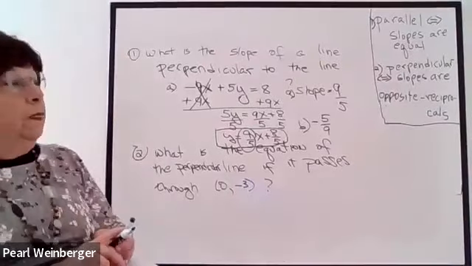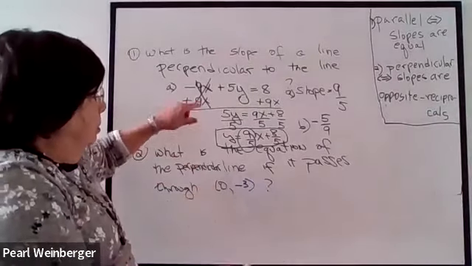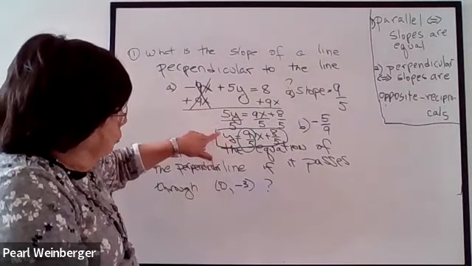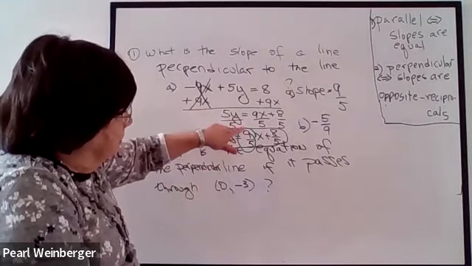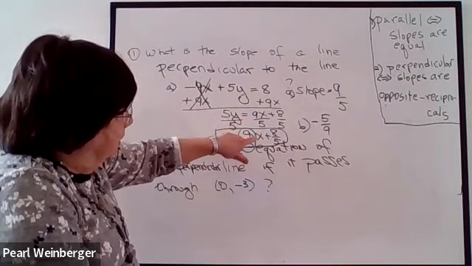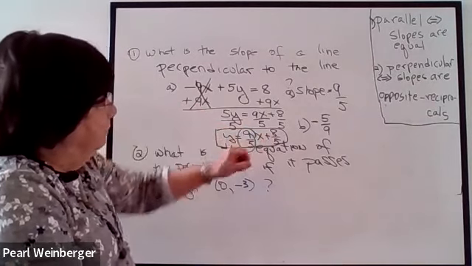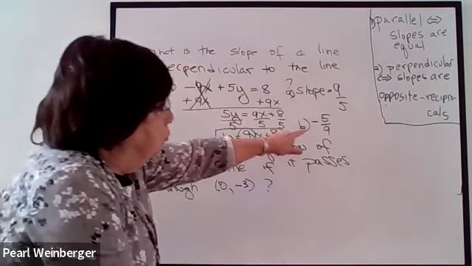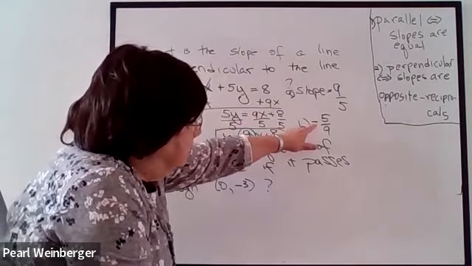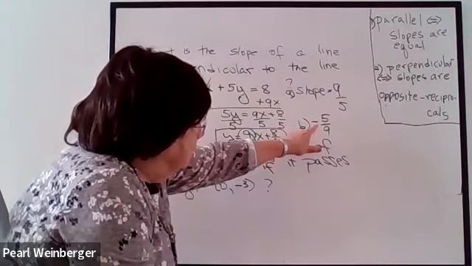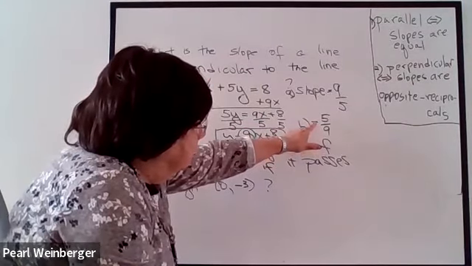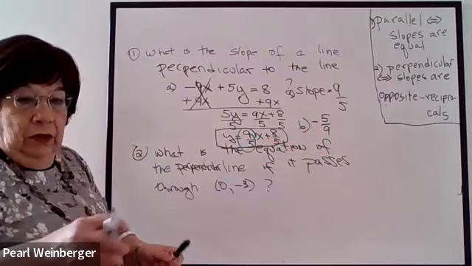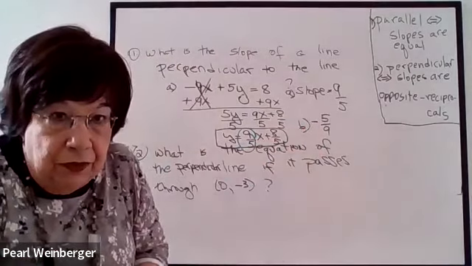And now, from my original line, the equation y equals 9/5 x plus 8/5, my new line, my perpendicular line, is going to have a slope that's just the opposite reciprocal, -5/9. Is there any question about this?